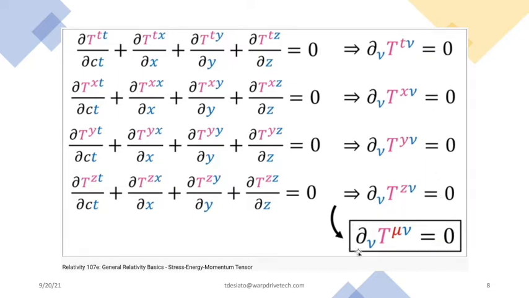And you can write this in a compact way: the covariant derivative of T^μν is 0. And the fact that the divergence of this tensor is 0 is why it equates to the Einstein tensor on the left-hand side of Einstein's equations, because it too has 0 divergence.